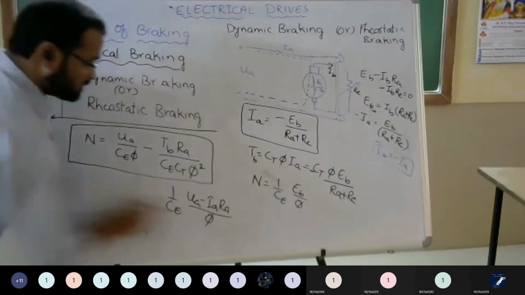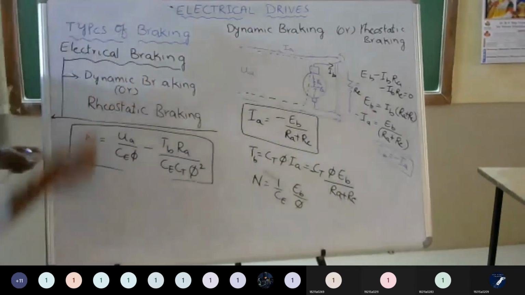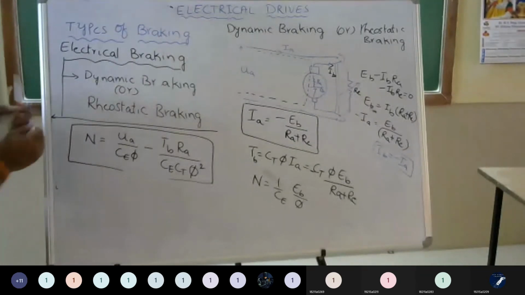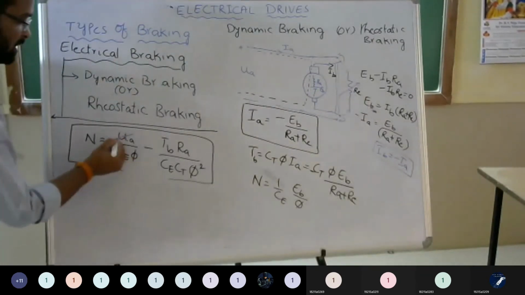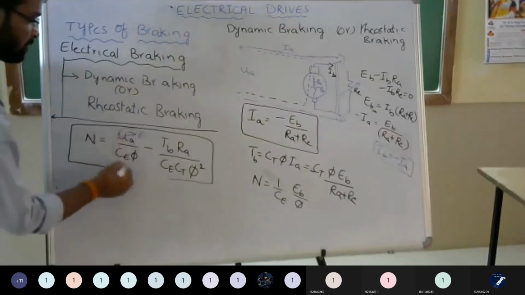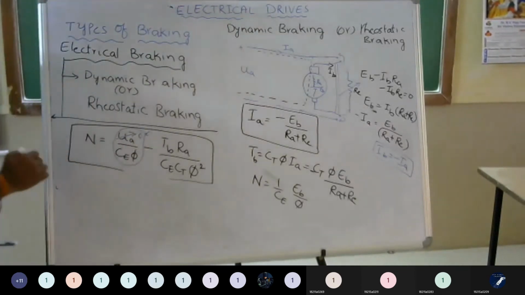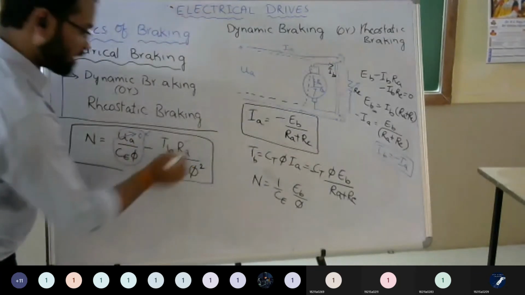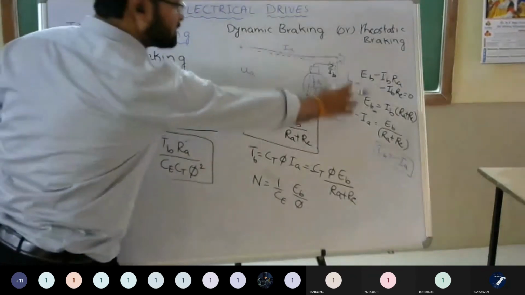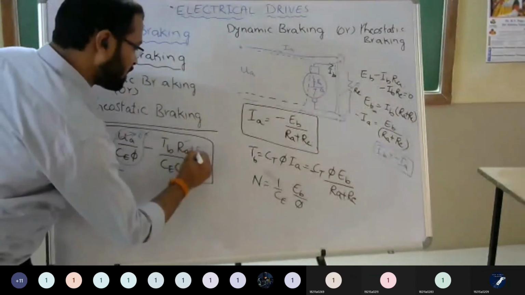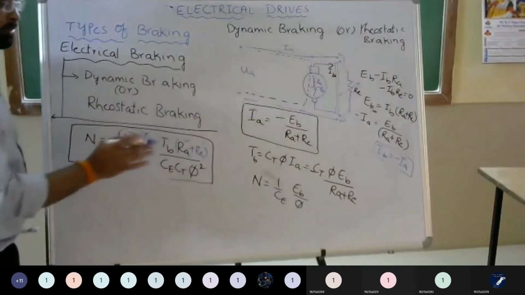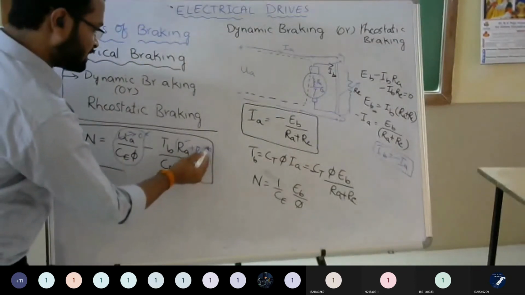So now in this equation, what happened in this braking method? In this braking method, this one became 0. Why? Because we are removing the UA, so this whole term will become 0. And RA is constant, but here RA means RA plus RE in the braking method. And flux is constant, suppose you are not changing flux.